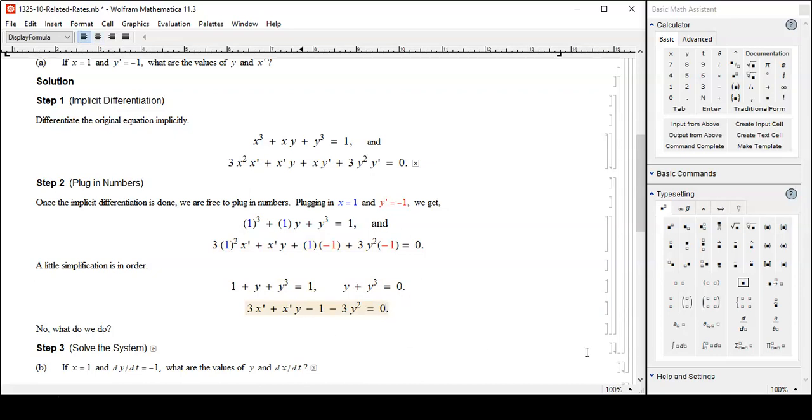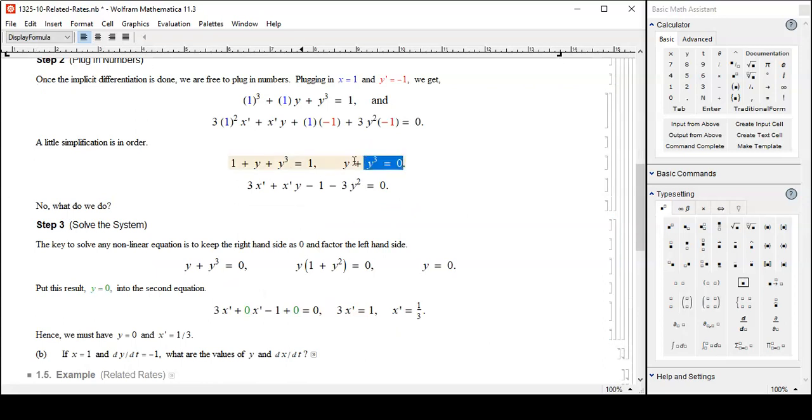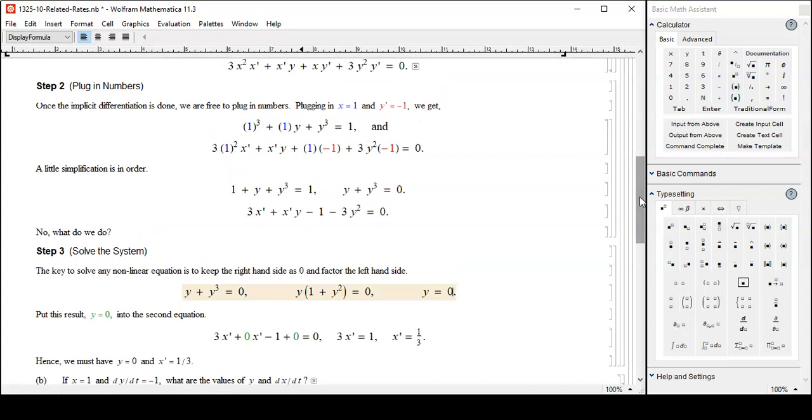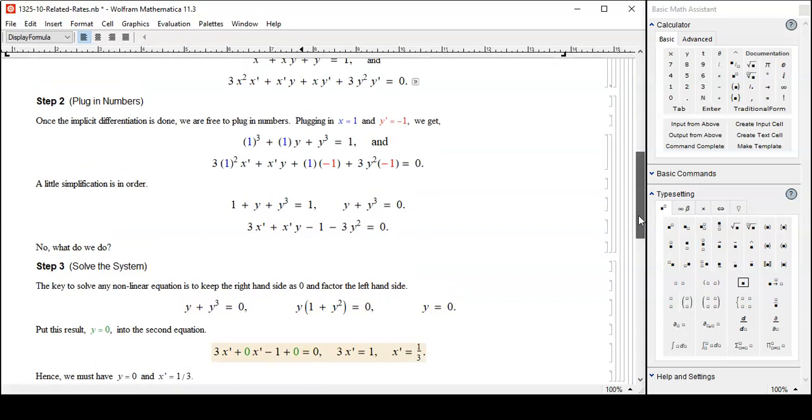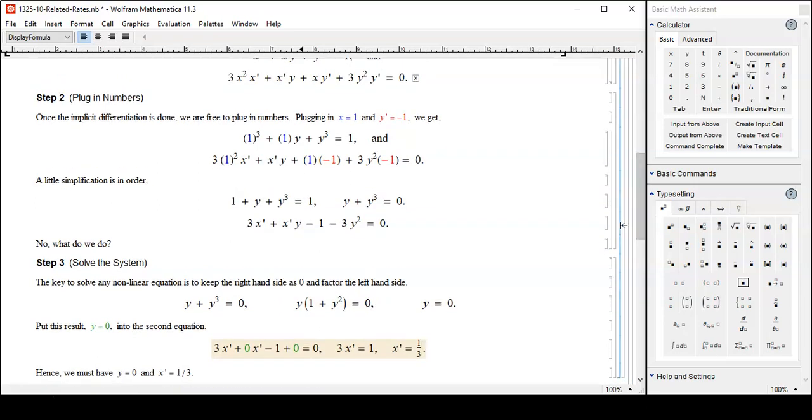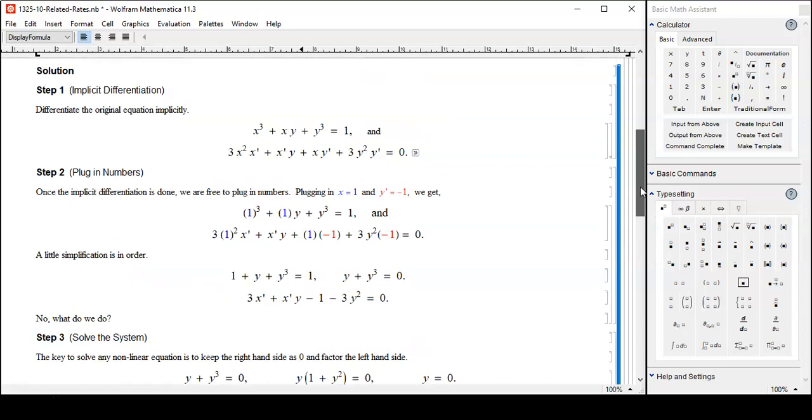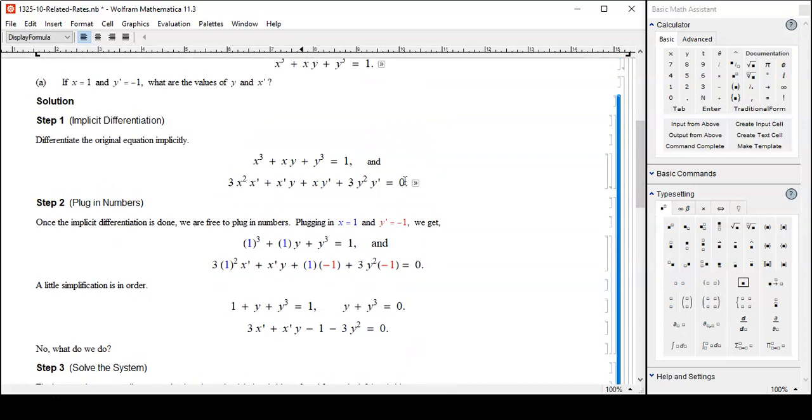And what we do here, how do we solve? The key is to factor. From here, factor. And we ended up with y equal to 0. Plug that into the second equation. Easy solution. So that's the process. Step 1, implicit differentiation, original and implicit differentiation.